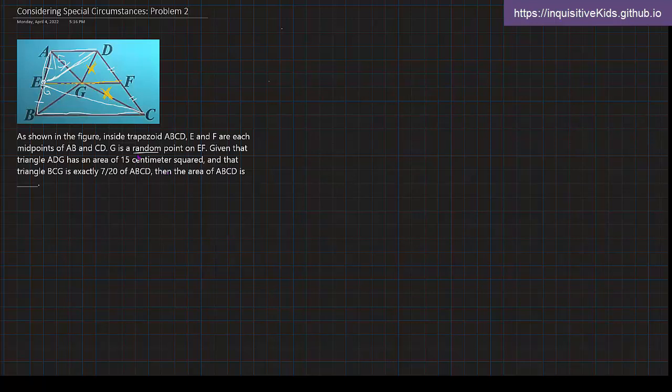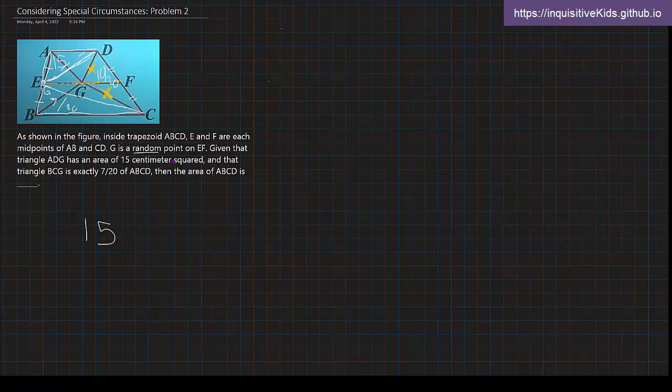So if these two triangles have the same area, it means that altogether triangle ECD would be half of ABCD, right? Half. So we know that EBC right here is exactly 7/20ths, which means that EDC right here, since X and X have the same area, the whole area of triangle EDC is going to be 10/20ths of the whole trapezoid, which means that ADE's area would be 3/20ths.